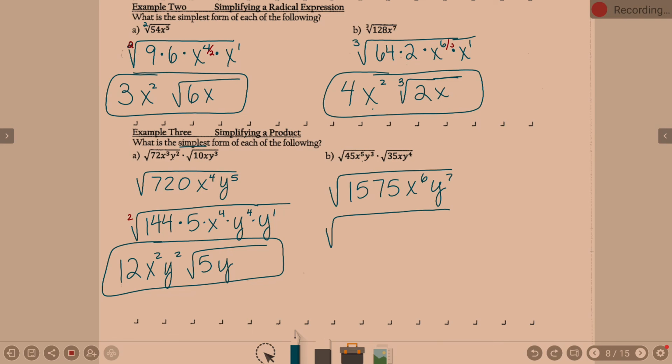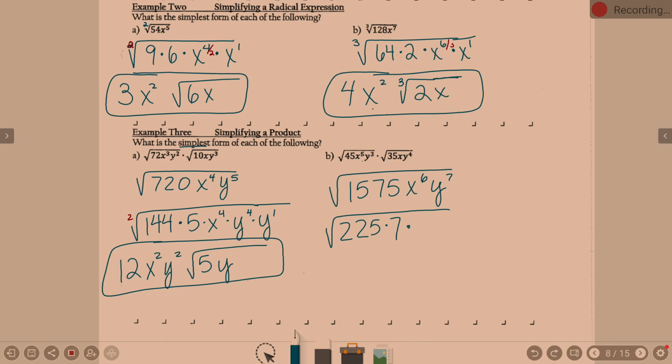1575. I am rewriting it as 225 times 7. If you're saying, but I used 1575 divided by 25 because I saw 25, you can make that work. And I'll show you that option here in a moment. This is just the option I prefer to teach.